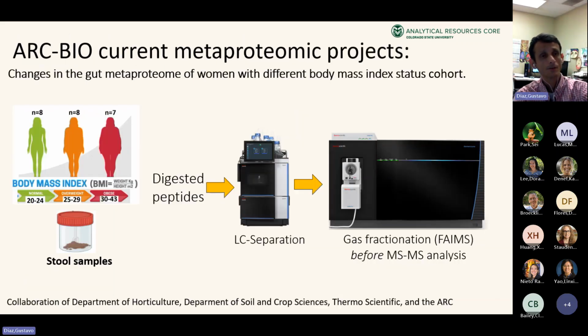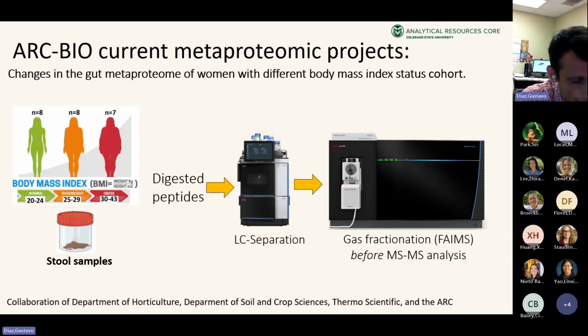So now what I'm going to share with you is a couple of examples of projects that we have been actively working on here in the ARC Metaproteomics projects. The first one is the changes in the gut metaproteome of women with different body mass index status. We have this cohort of three groups of women with different body mass index: normal, overweight, and obese. This is not a perfect metric to call these conditions, but it's what we have.